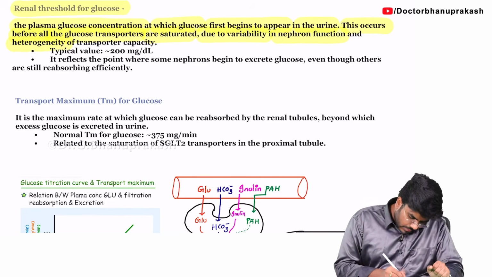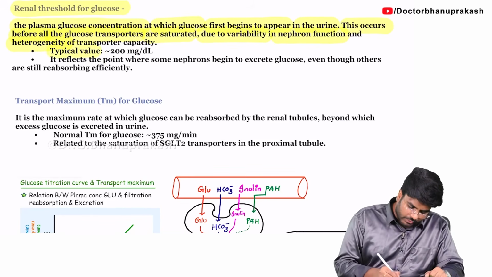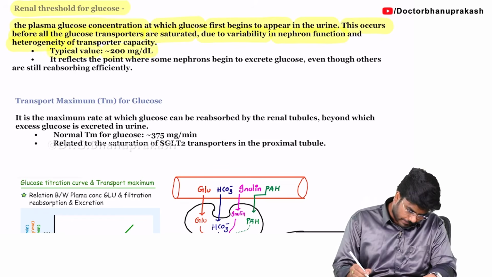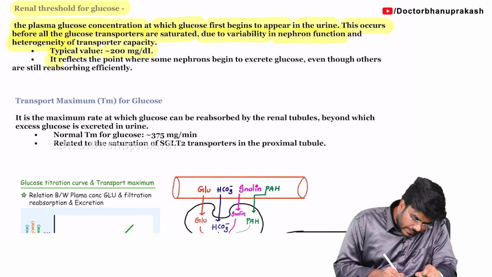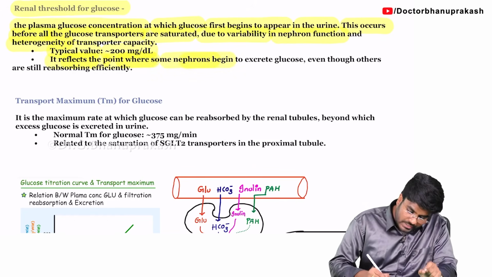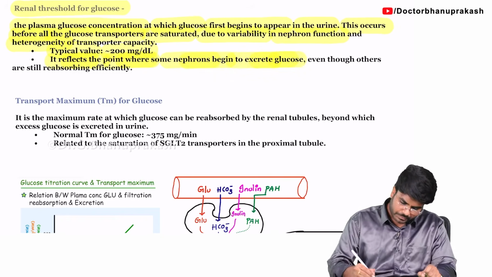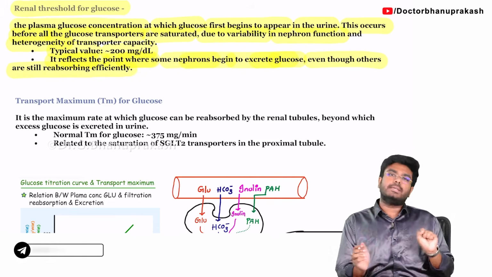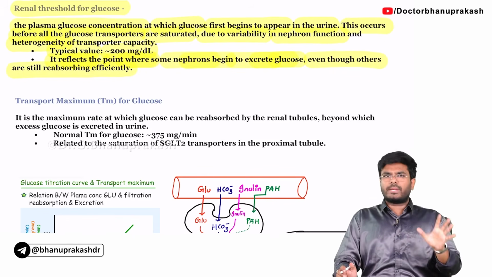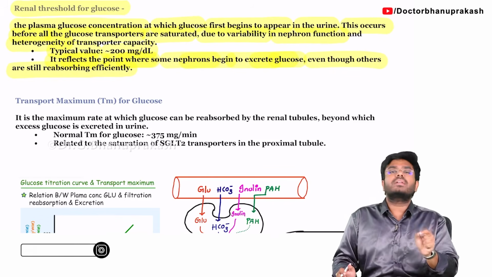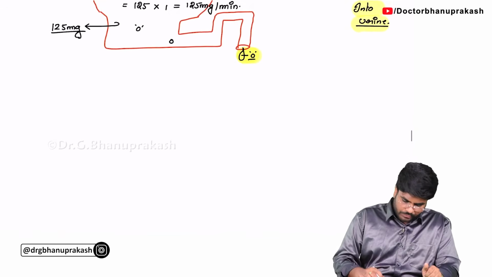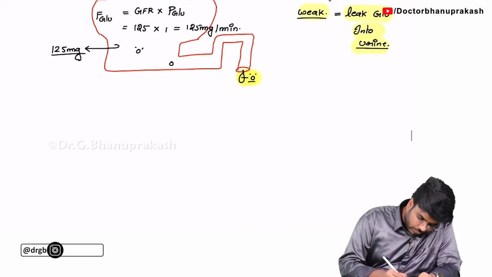Now look, what is the typical value? The renal threshold value is usually about 200 milligrams per deciliter. What is it telling us? It reflects the point where some nephrons, not all of them, begin to excrete glucose even though others are still reabsorbing efficiently. Whatever you are giving, others are reabsorbing, but some nephrons are weak. Now, let's see what the transport maximum value for glucose is.